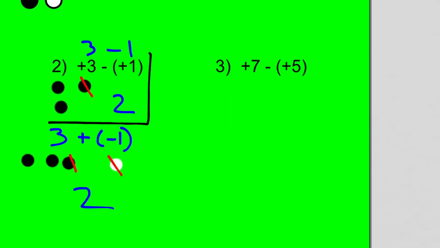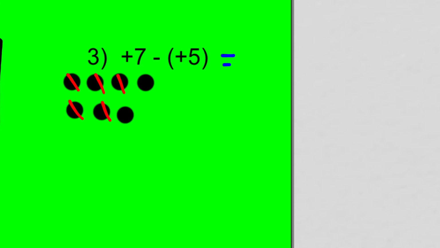Okay, we'll look at one more question like this. So positive 7: 1, 2, 3, 4, 5, 6, 7. And we're going to take away positive 5: 1, 2, 3, 4, 5. And we're left with positive 2. So really, that was the same as saying 7 minus 5.